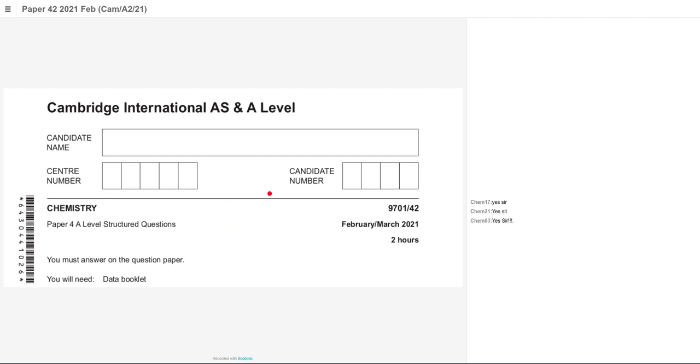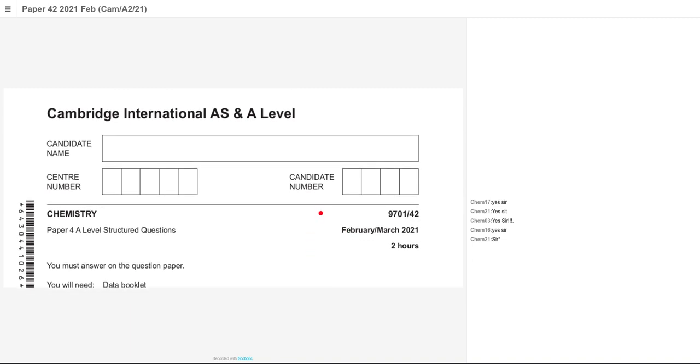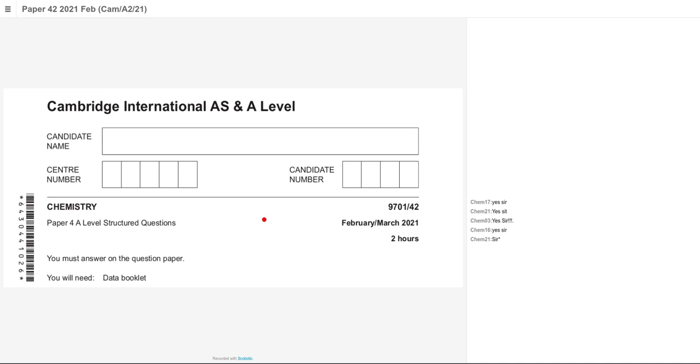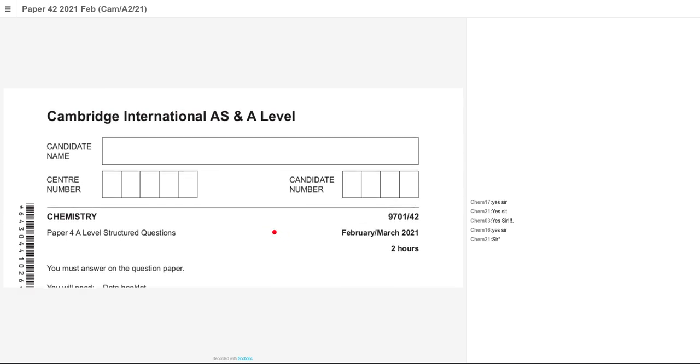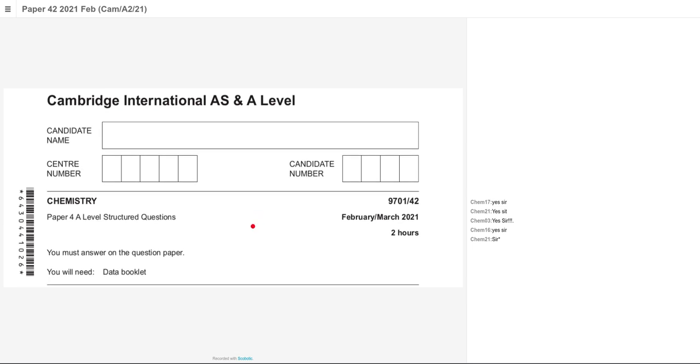Okay, great. I hope all of you have done this March 2021 paper. This is the latest paper out. I have advised you to do this as the mock exam just before the examination. Just for your note, this paper is not yet officially out. It's not available online, and at this point neither the marking scheme for this paper is out.